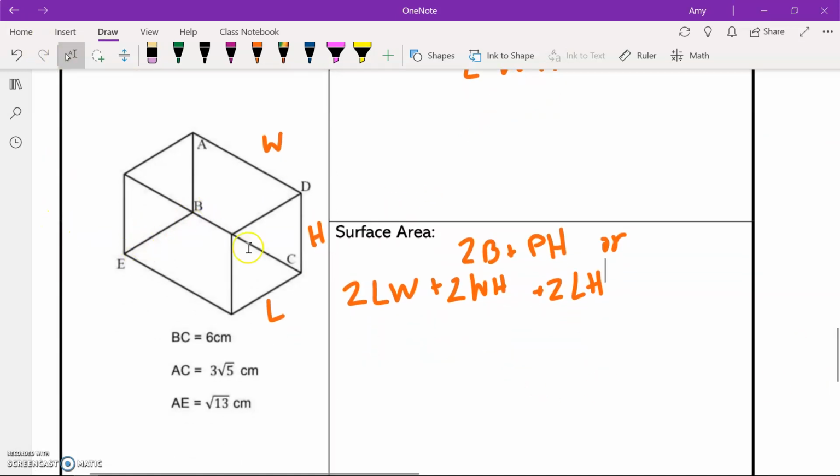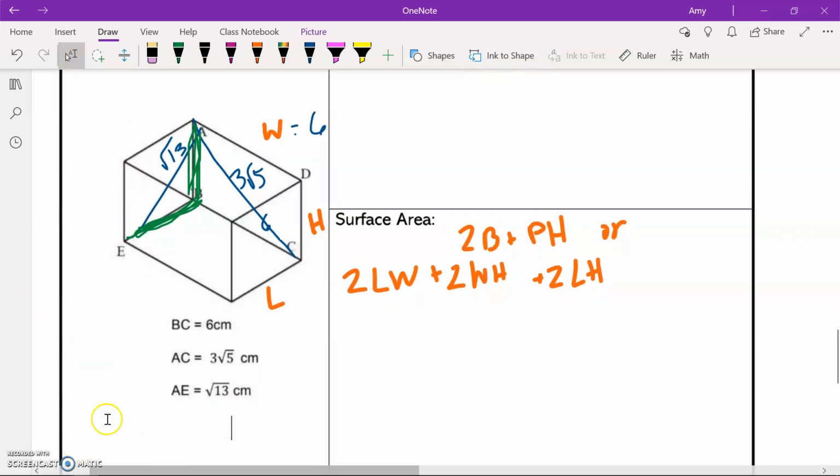So they tell us that BC is 6, so I know the width is 6 right away. Then they tell me that AC is 3 root 5, and AE is the square root of 13. So what I'm going to want to do is I need this segment right here to get the height, and then I need this segment right here to get the length.